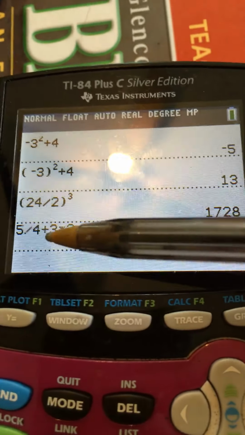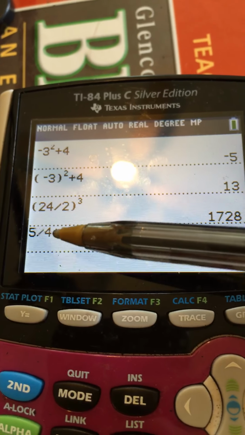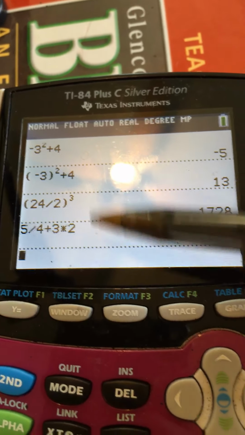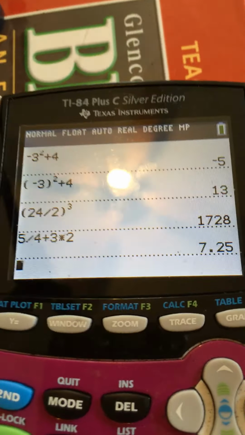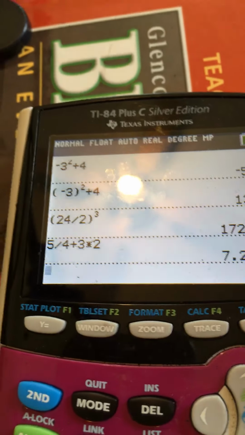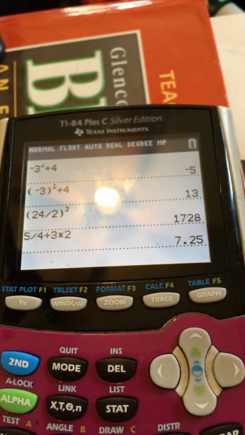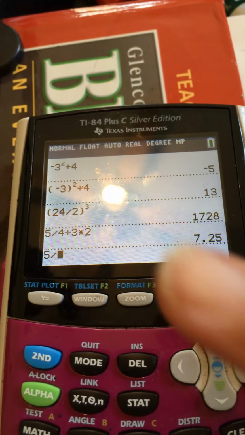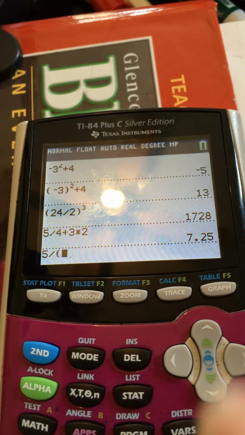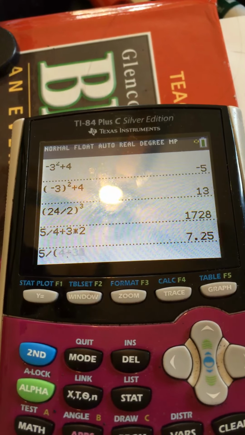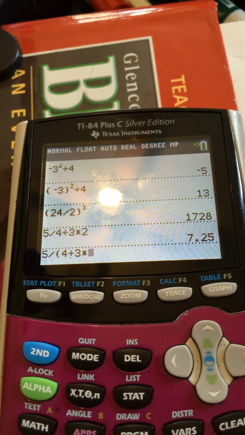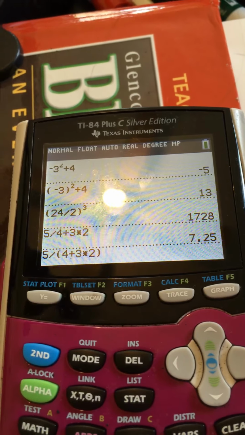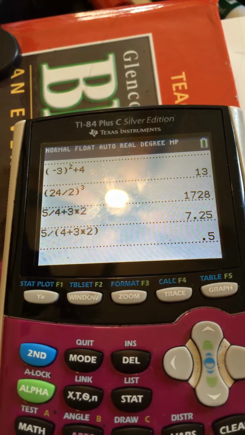Our calculator didn't know if 5 was being divided by 4 or by the whole thing. There are two different ways that you can tell your calculator to divide it by the whole thing. The first one is this way. You do 5 divided by beginning parentheses 4 plus 3 times 2, end parentheses, enter, and there it is.